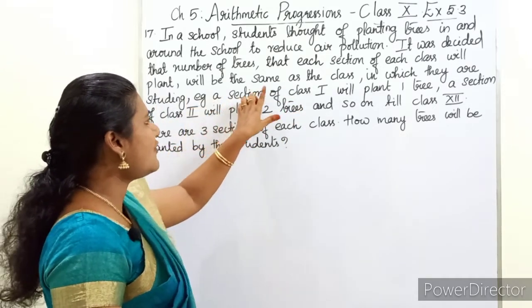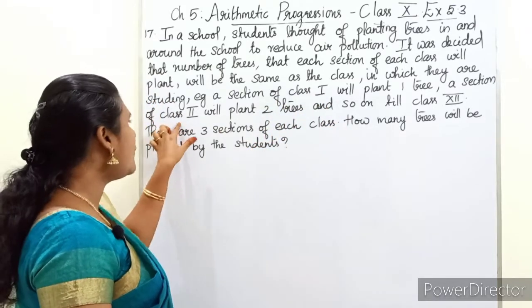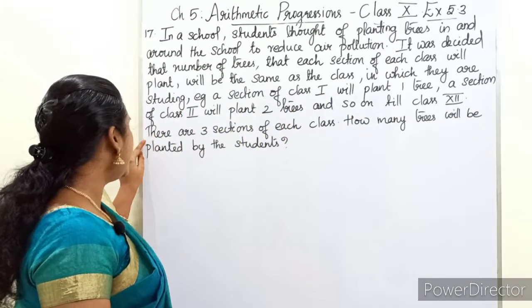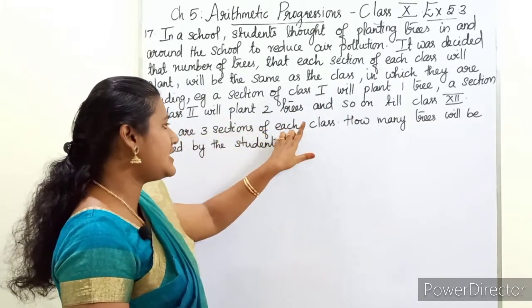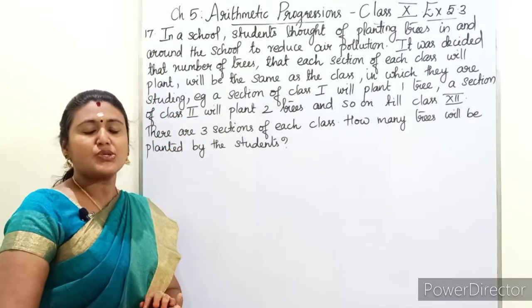For example, a section of class 1 will plant 1 tree, a section of class 2 will plant 2 trees, and so on till class 12. There are 3 sections of each class. How many trees will be planted by the students? So this is the question.